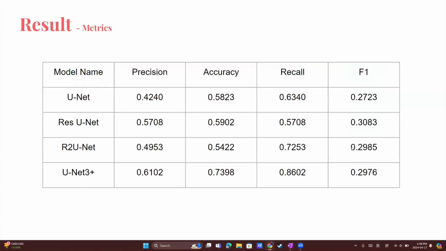Using the results we get from the basic U-Net model as the baseline standard, we can see all other three models managed to generate their precision, accuracy, recall, and F1 values validly. Comparing them all together, it is safe to arrive at a conclusion that U-Net 3 Plus provides the best results by getting a precision of 0.621, an accuracy of 0.74, a recall value of 0.86, and a F1 of 0.30.